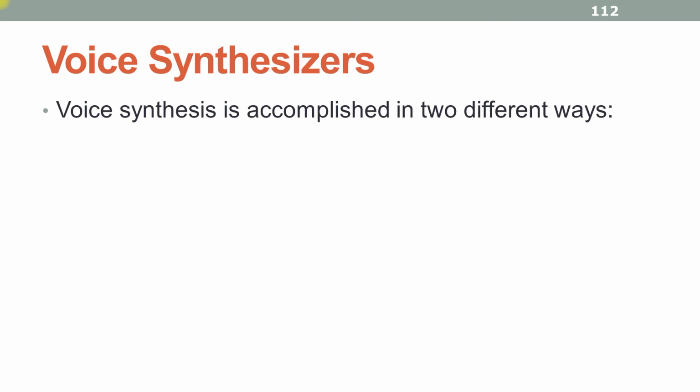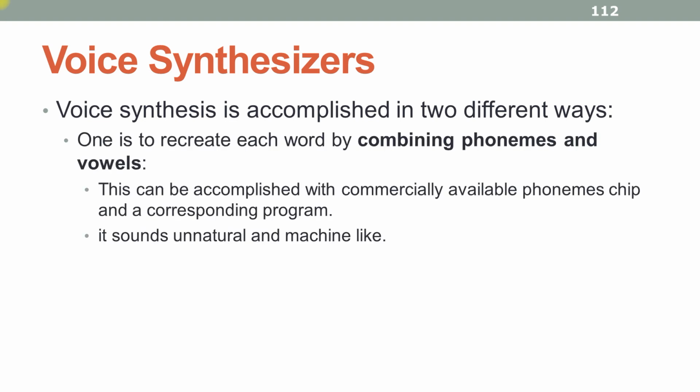Voice synthesis can be accomplished in two different ways. First is using an IC. The second one is storing the words. The first step is to recreate each word by combining phonemes and vowels. This can be accomplished with a commercially available phoneme chip and corresponding program.